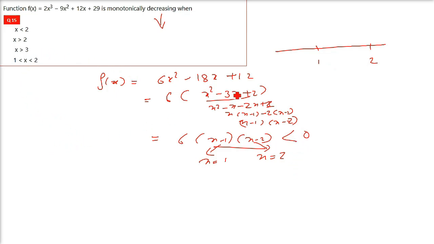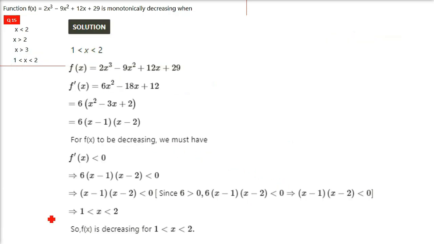I told you when it was greater than 0 in the previous question, that x is less than 1, that is negative infinity to 1, and 2 to infinity. That was the explanation there. But now here it is less than 0. x minus 1 into x minus 2 is less than 0. So we'll take 1 and 2 as the interval. So x lies between 1 and 2. And so this is monotonically decreasing when x is between 1 and 2. So this is the whole process you are going to apply here. And this is quite an easy question for you.